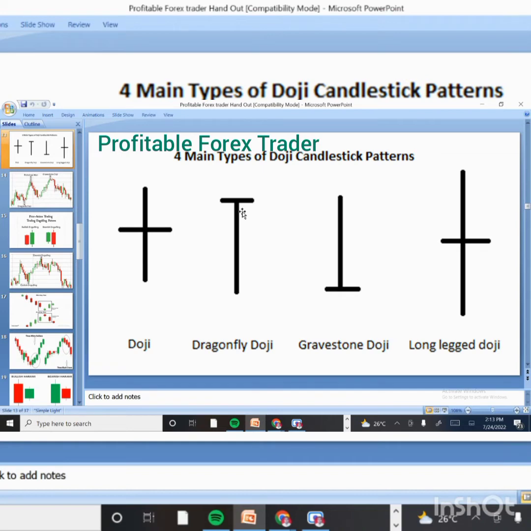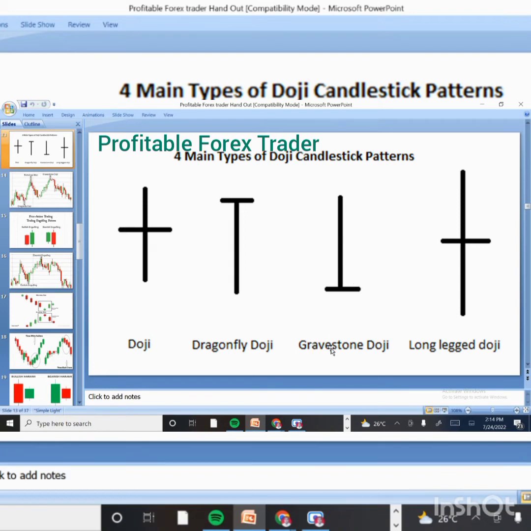All right, this dragonfly doji is also telling the same story. It opened at this point, the sellers pushed the price down to this point, it came back up and closed at the point where it opened. All right, it opened here and closed here. So the opening price and the closing price are the same.